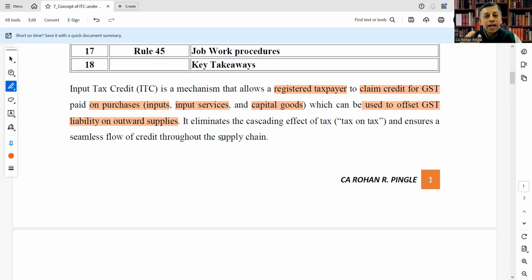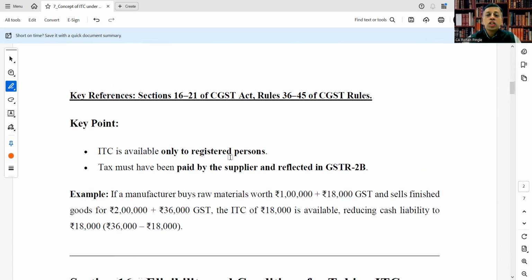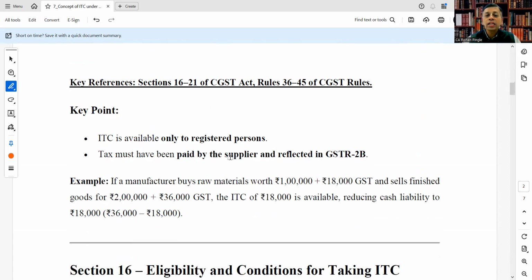What is meant by ITC? ITC is a mechanism that allows a registered taxpayer, not unregistered, registered taxpayer, to claim credit for GST paid on its inputs, input services, and capital goods, which can be used to offset GST liability on outward supplies. It eliminates the cascading effect of tax, that is tax on tax, and ensures a seamless flow of credit throughout the supply chain. Key references: Section 16 to Section 21 of the CGST Act and Rules 36 to Rule 45 of the CGST Rules.